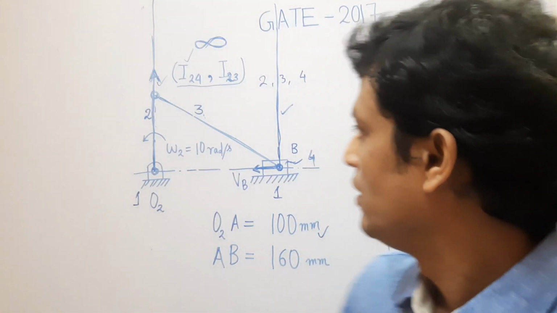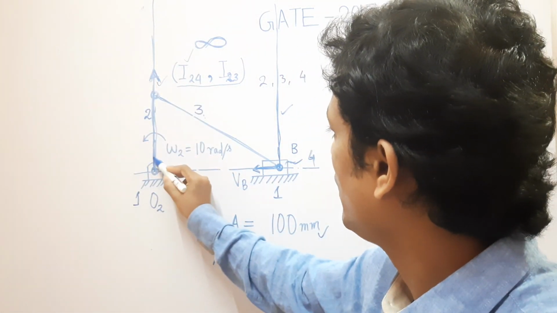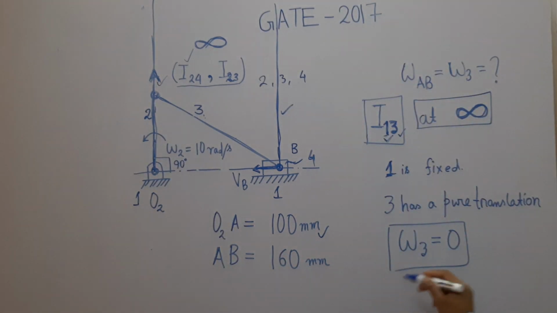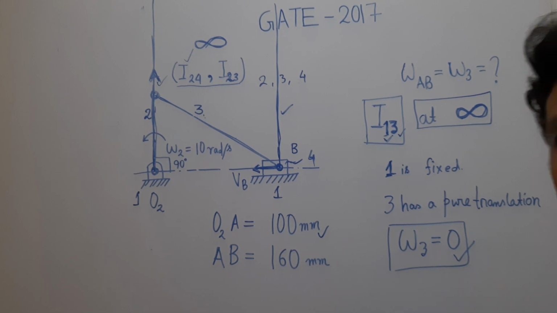So when the crank is perpendicular to the fixed link, then the angular velocity of the connecting rod becomes 0.